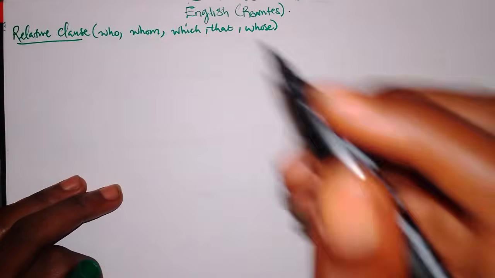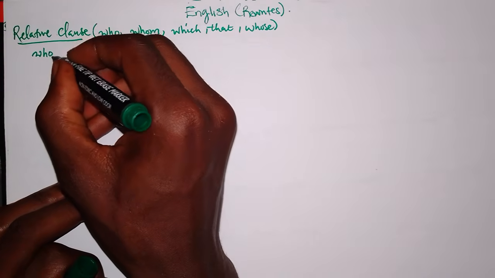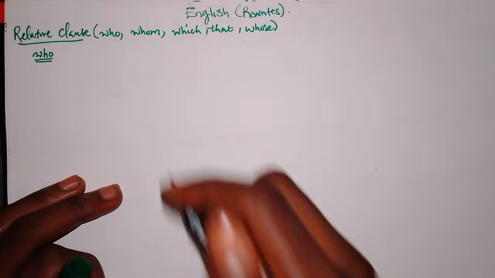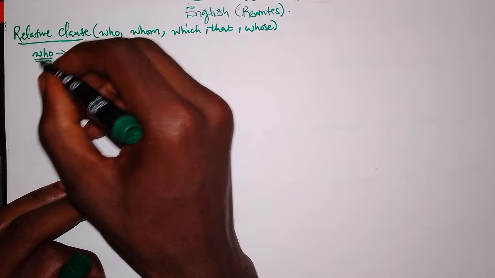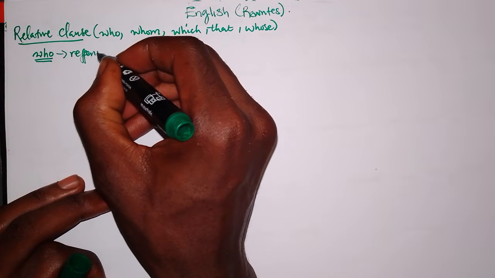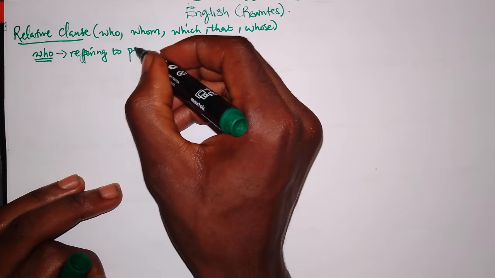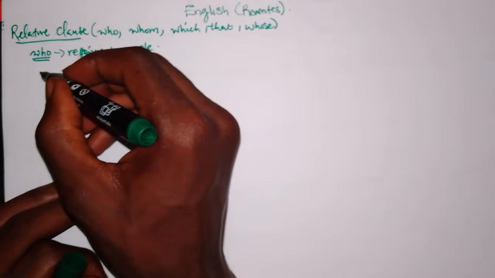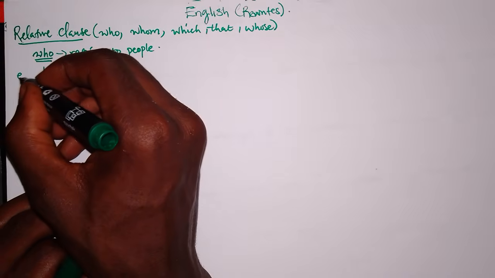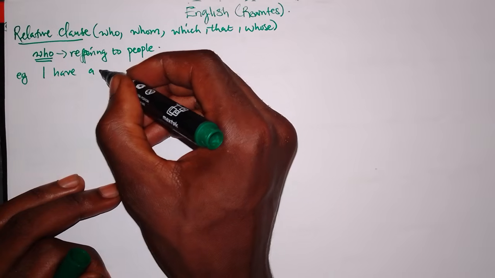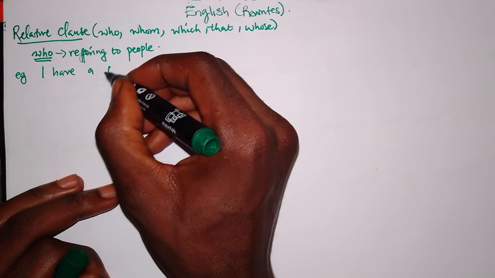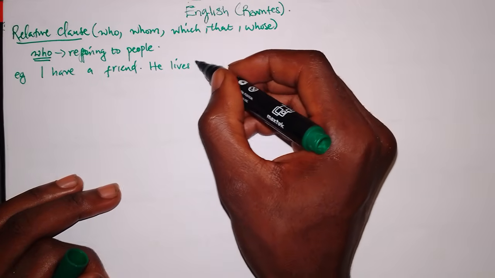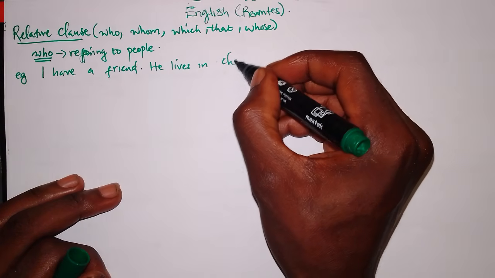So when can we use who? We can only use who in a sentence rewrite whenever you are referring to people, not things. An example I can give you is, let's say, I have a friend. Then he lives in Chamboli.